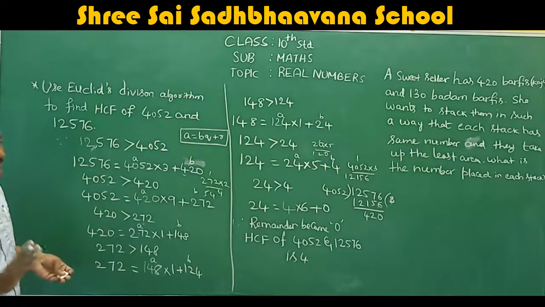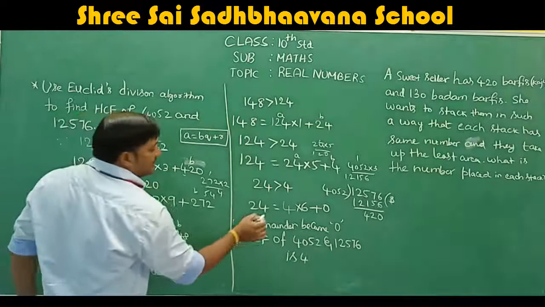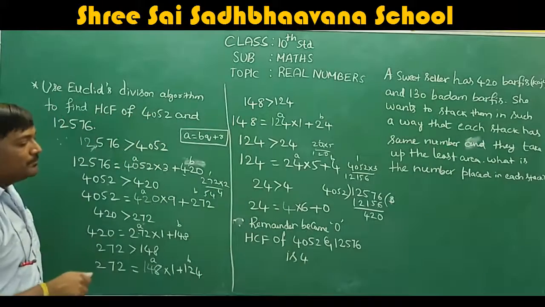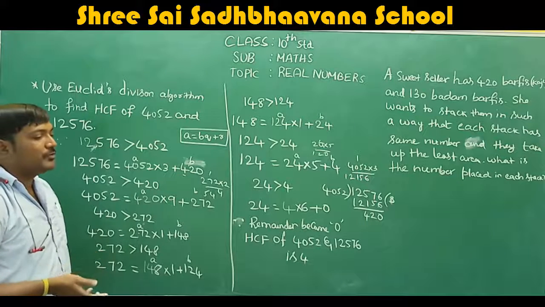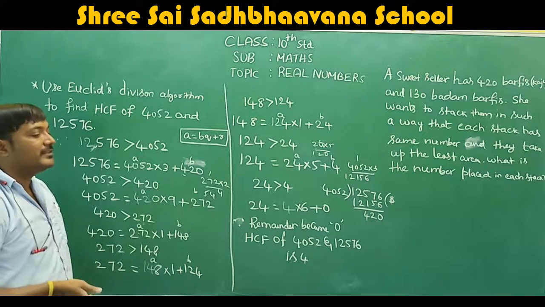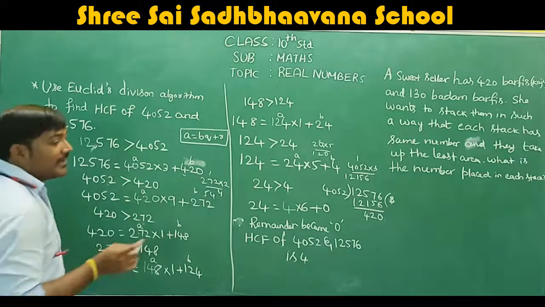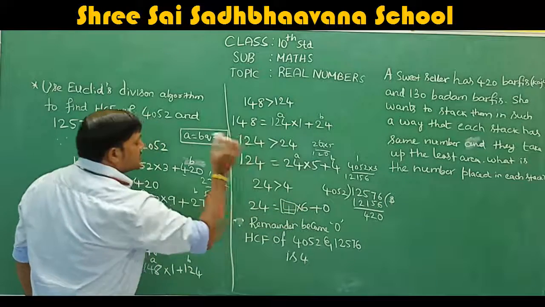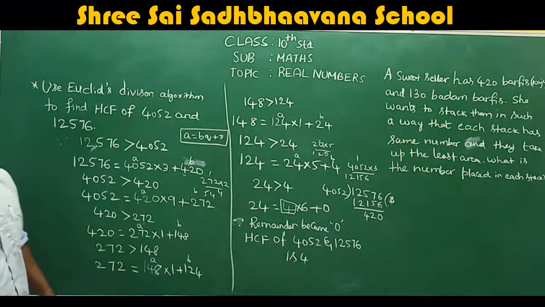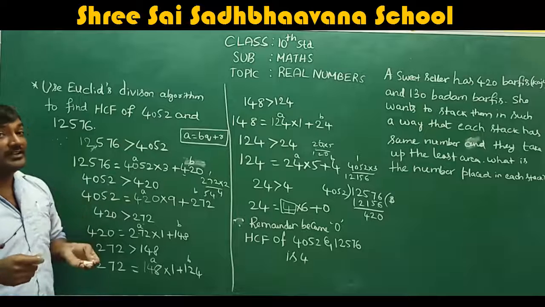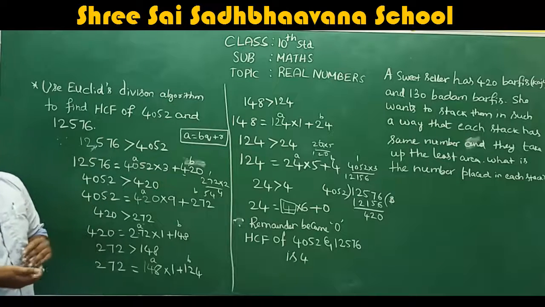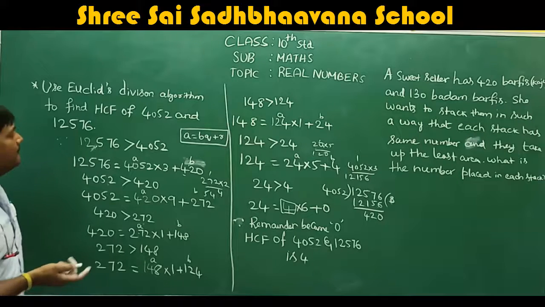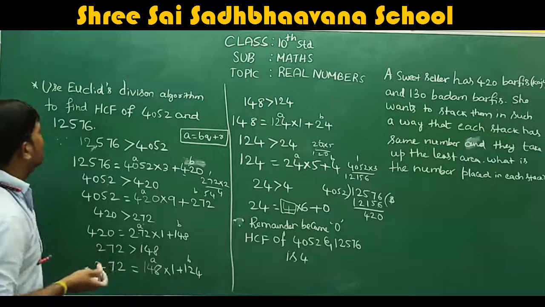Then you stop. Once you stop here, since the remainder became 0, HCF of 4052 and 12,506 is 4. Remember, always take the divisor as HCF. That is the same thing I explained in the last class also. Always take the divisor as HCF. Don't take the quotient as HCF. So what is the HCF now? 4. I'll just explain this once again.